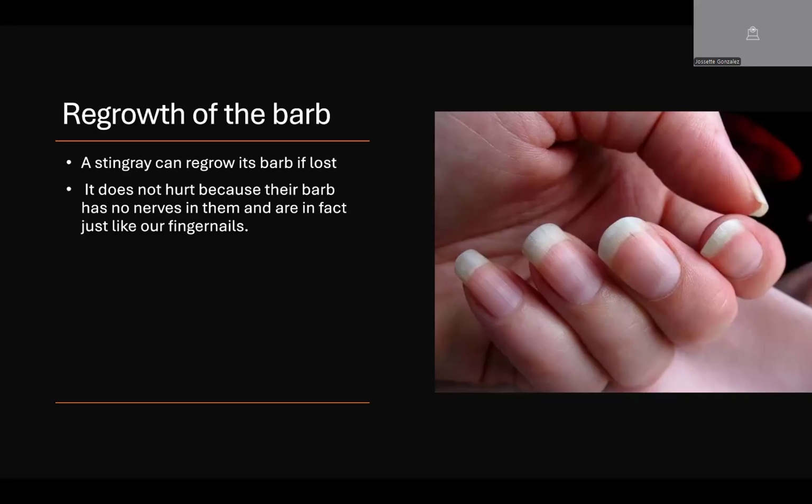So, fun fact, stingrays are able to regrow their barbs when they lose them from protecting themselves or when they do their seasonal shed. Sometimes there can be two barbs growing at once due to one being shed and one growing. Barbs grow immediately after one is lost or about to shed off. So does losing their barb hurt? No. Oftentimes in aquariums where stingrays are held, they clip off their barbs and it does not hurt because their barb has no nerves in it and is in fact just like our fingernails.